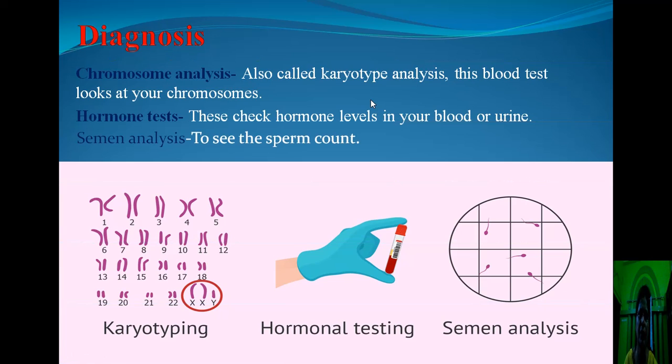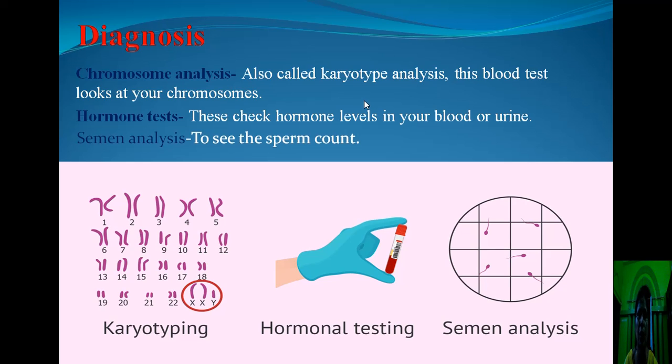Next, come to diagnosis. First, chromosomal analysis or chromosome analysis. This is also called karyotype analysis. Here a blood test is done to look at your chromosomes. If the blood of a person having Klinefelter syndrome is tested, you can see there are two X chromosomes instead of one X in case of males.